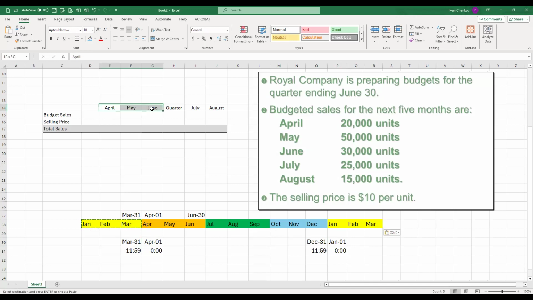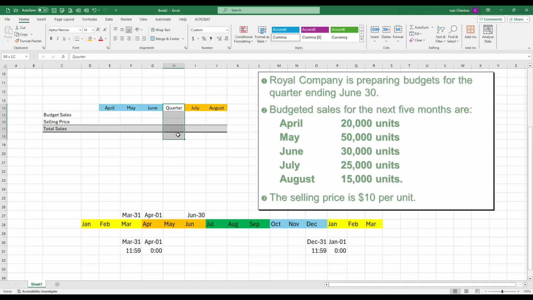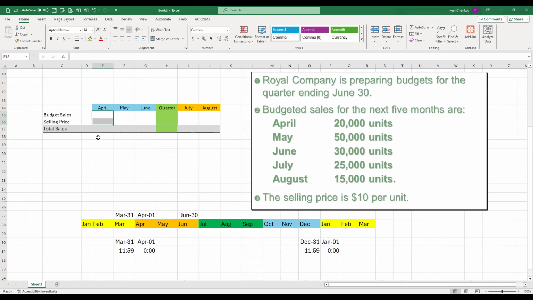So what we have to do now is identify that our quarter is only April to June. July and August are part of the next quarter. And we have to get our totals for the quarter. That's the whole thing that we have to do. So now, what do we have? We have our budget sales. Budget sales for April are 20,000 units. For May are 50,000 units. For June are 30,000 units. Then we have July 25,000 units and August 15,000 units.